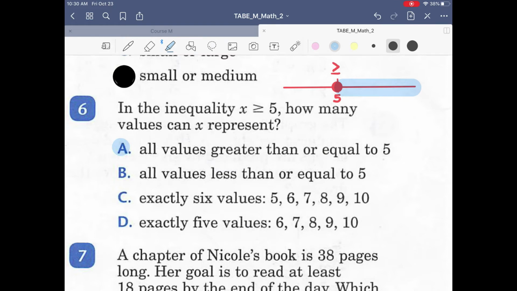Exactly 6 values. So this is saying that we can go up here to 10 and stop, but there's nothing that says I have to stop at 10. Same thing here, exactly 5 values. That one is not right because it doesn't include the 5 itself. So the answer I'm looking for is A. It's anything that is equal to 5 or greater than 5.